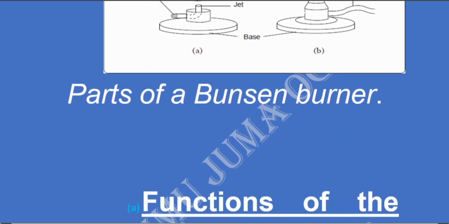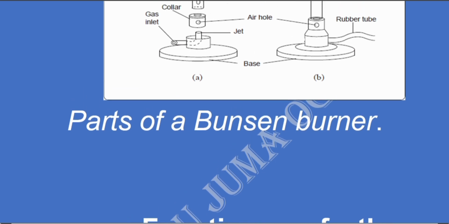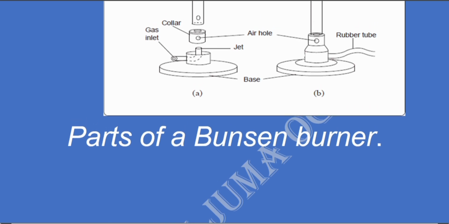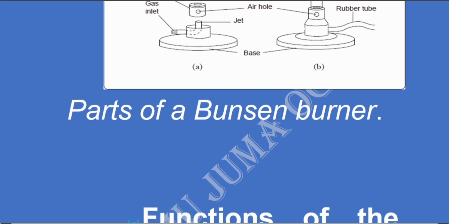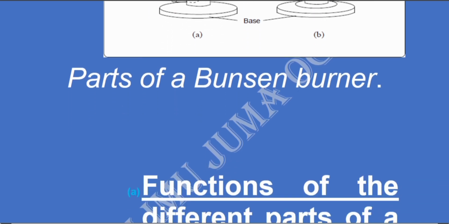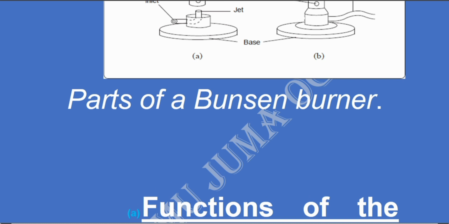Now let's look at the parts of the Bunsen burner. Those are the parts of the Bunsen burner: the chimney, the base that has a gas inlet which is connected to the rubber tube. Then you have the collar. The collar has an air hole. The base has the jet and the gas inlet.